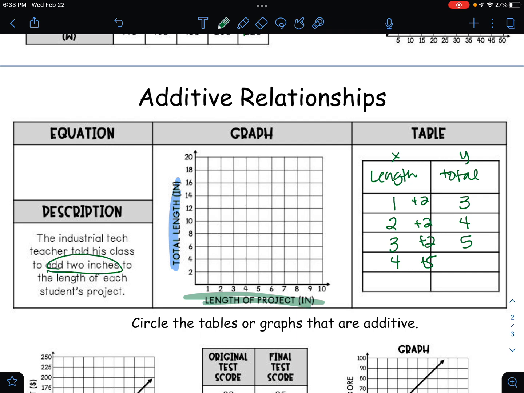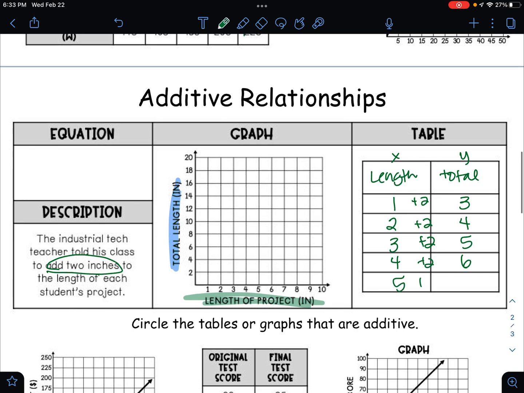Oops, plus 2. I'm sorry. What am I thinking? 4 plus 2 equals 6. And then 5 plus 2 equals 7. Okay, so I'm going to go ahead and graph these.